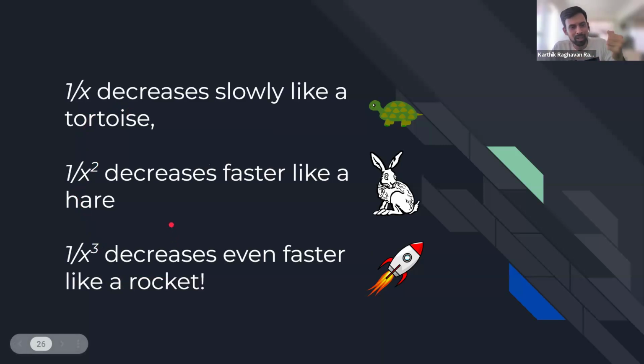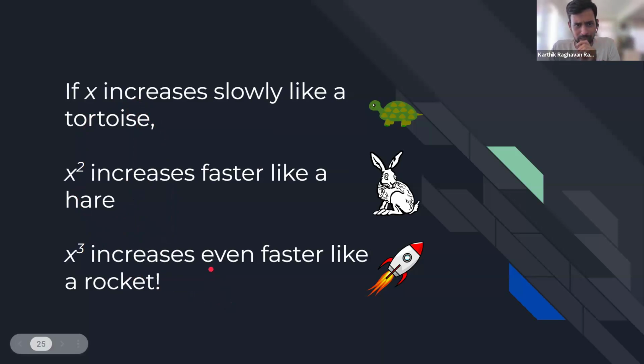But if you put them in the denominator, the same thing happens, but it is about the decrease rather than the increase, right? 1 by x decreases slowly, 1 by x squared decreases very fast, 1 by x cube decreases super fast. In no time at all, it will be nothing, right? I hope you have understood that.